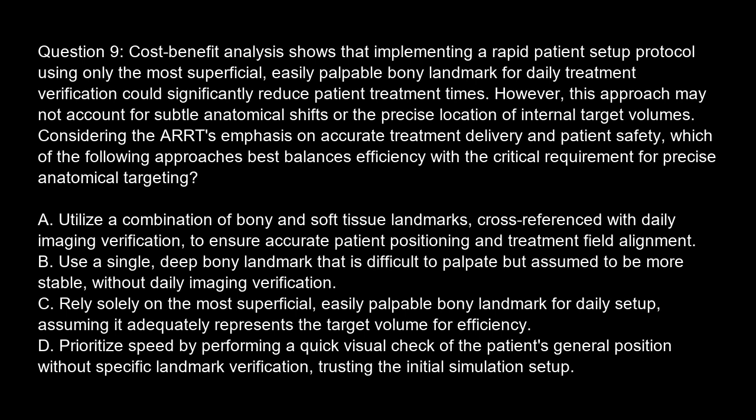Option A. Utilize a combination of bony and soft tissue landmarks, cross-reference with daily imaging verification, to ensure accurate patient positioning and treatment field alignment. Option B. Use a single, deep bony landmark that is difficult to palpate but assumed to be more stable without daily imaging verification. Option C. Rely solely on the most superficial, easily palpable bony landmark for daily setup, assuming it adequately represents the target volume for efficiency. Option D. Prioritize speed by performing a quick visual check of the patient's general position without specific landmark verification, trusting the initial simulation setup.